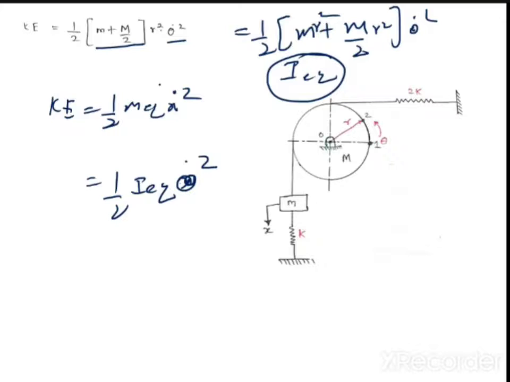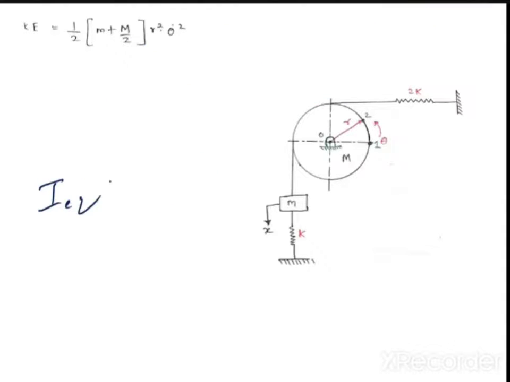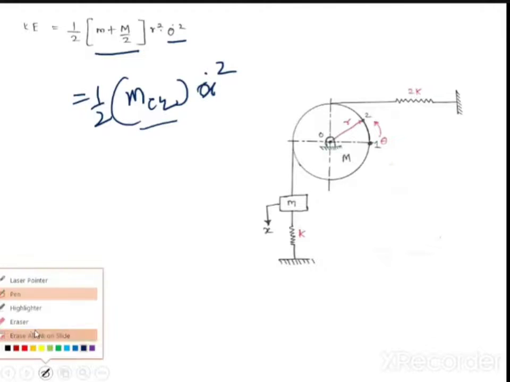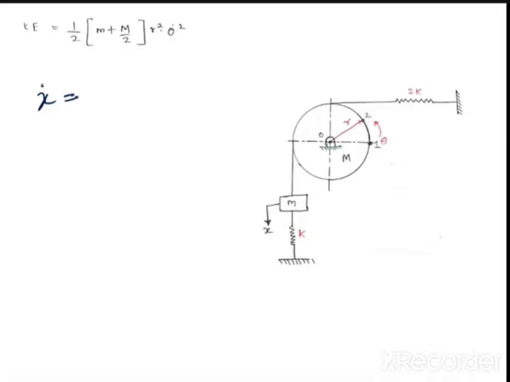But what have they asked you? Did they ask for I equivalent or m equivalent? Anybody? What have they asked? M equivalent. So what do you have to do? Tell me. So how should the formula be? 1 by 2 m equivalent into x dot square. Okay. But here it is theta. So this is I equivalent, but I don't want I equivalent. I want m equivalent. So guys, what will you do? We'll just use this formula. X dot is equal to r into theta dot. So theta dot is equal to x dot upon r.